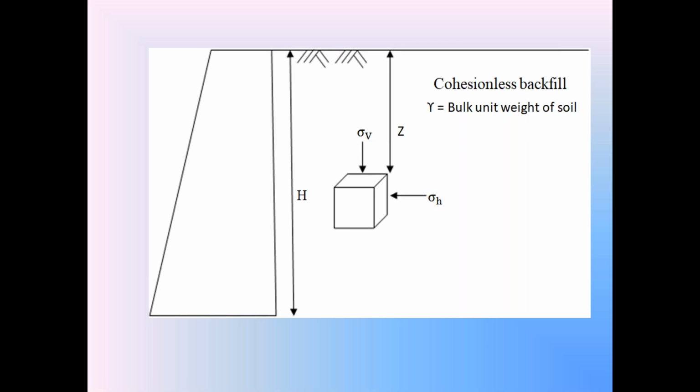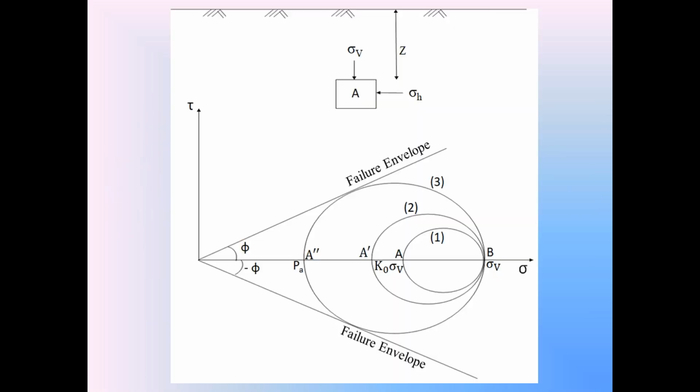In the rest condition, sigma v is major principal stress. Sigma h is the minor principal stress. Because in the rest condition, sigma h is less than sigma v. So sigma v is major principal stress. Sigma h is the minor principal stress. By using these two stresses, sigma h and sigma v, prepare the Mohr stress circle in the rest condition. That is this first circle. The first circle is the Mohr stress circle when the soil element is in the rest condition. Look at this first Mohr stress circle. The first Mohr stress circle is below the failure envelope.